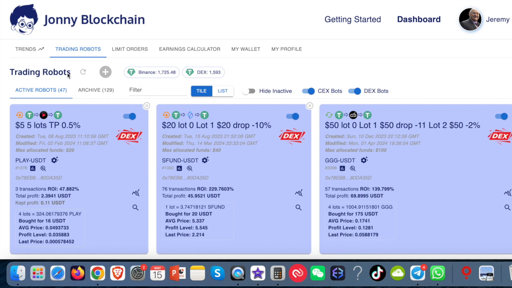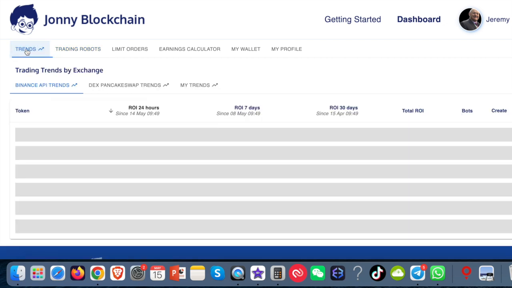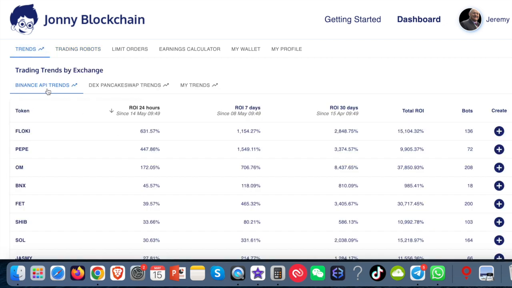Well, the obvious place to start with inside Johnny Blockchain is to come over to the trends. When you're on the trends screen, you've got the Binance API trends and you've got the DEX Pancake Swap trends. Now, it shows you here the data for the last 24 hours, 7 days, 30 days, and total ROI across all of these bots. So let's say that you owned all of these bots, 136 of them. In the last 24 hours, you would have earned 631.57%. But you don't own all the bots, and these bots are all started at different times. So this is just to give you an idea of what's trending at the moment.